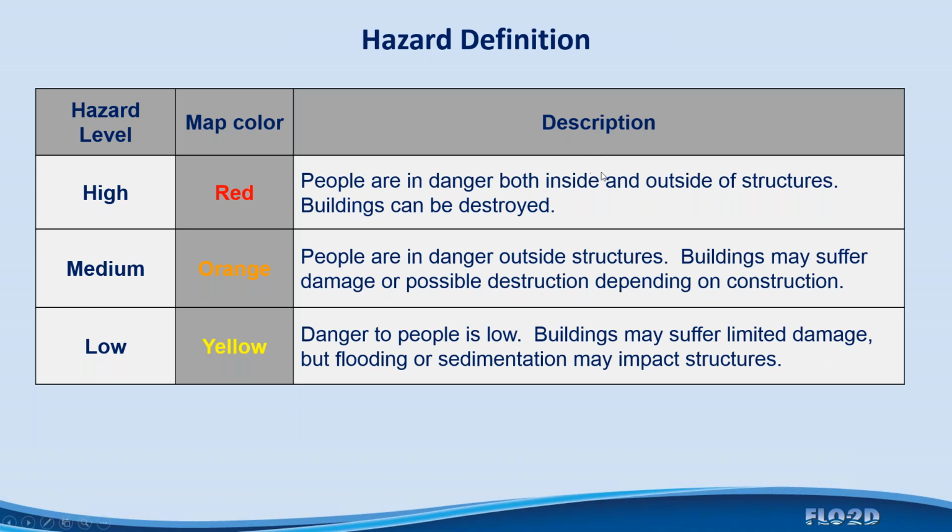People are endangered both inside and outside structures. For a high hazard, the buildings can be destroyed. People are endangered only outside of the buildings, and buildings might suffer or be possibly destructed based on its construction, meaning is it a block building or just a wood frame building? Is it on a basement? Does it have a basement, and so forth? In yellow hazard, it's just an inundation hazard.